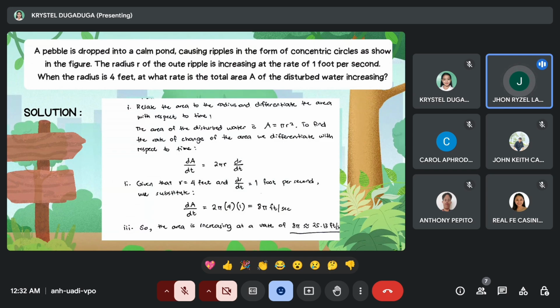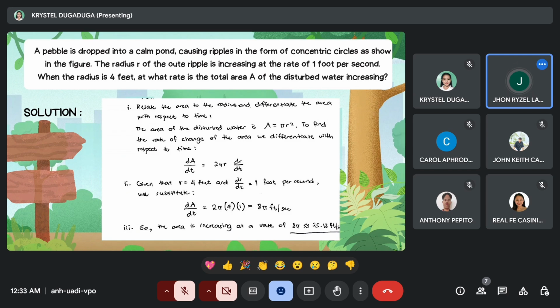Here, dA over dt is the rate at which the area is increasing, and dr over dt is the rate at which the radius is increasing. So step 2 is substitute the known values. We are told that the radius is increasing at a rate of dr over dt equals 1 foot per second, and we are asked to find the rate of change of the area when the radius r is equal to 4 feet.